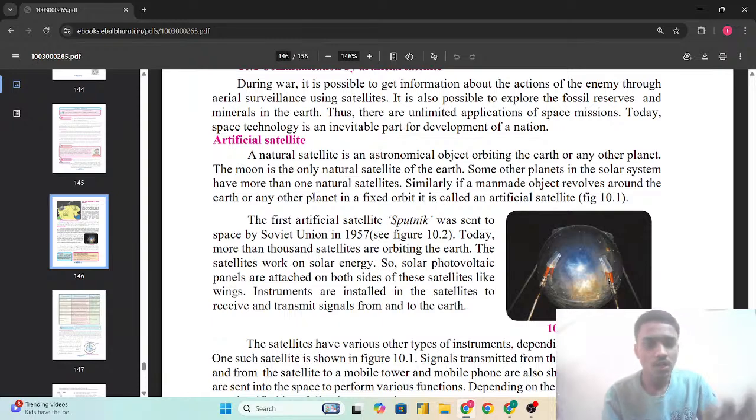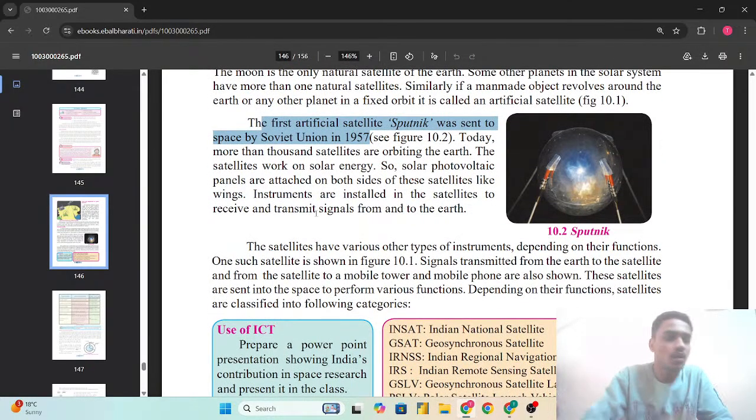The first artificial satellite was Sputnik, which was sent to space by the Soviet Union in the year 1957. So again, this is one of the important questions which can be asked in the exam. Today, more than a thousand satellites are orbiting the Earth. The satellites work on solar energy.